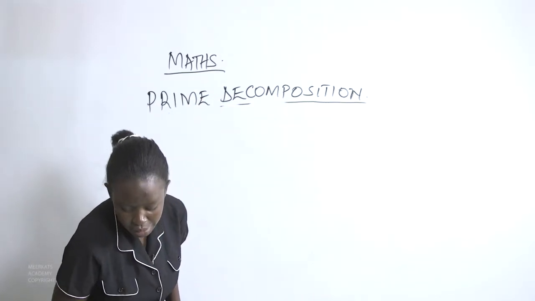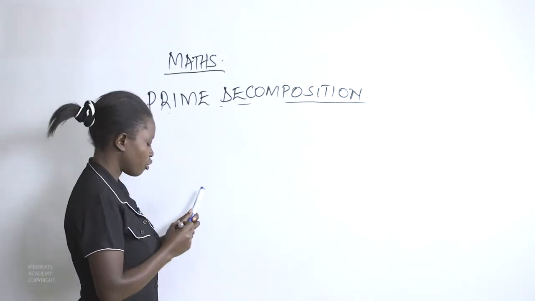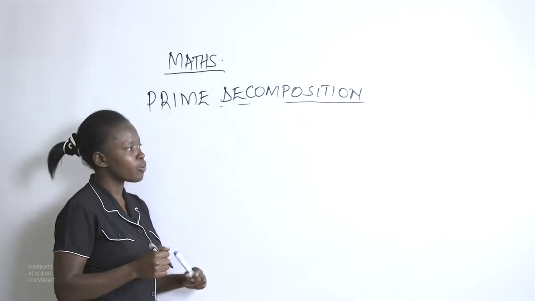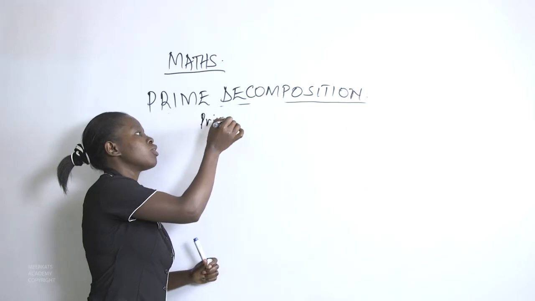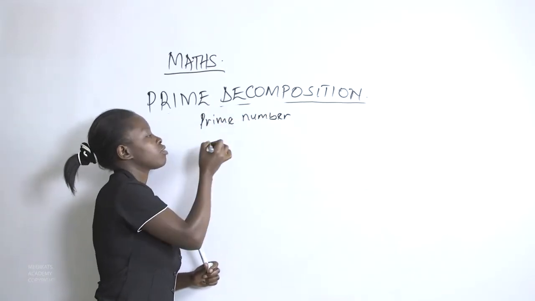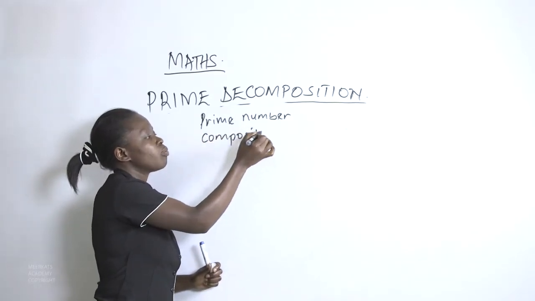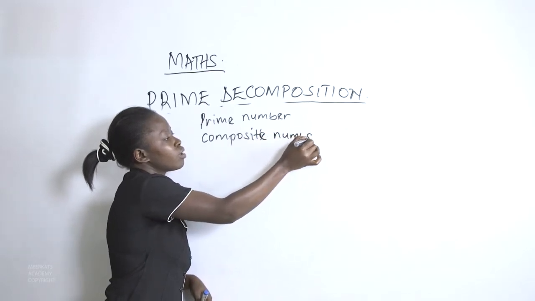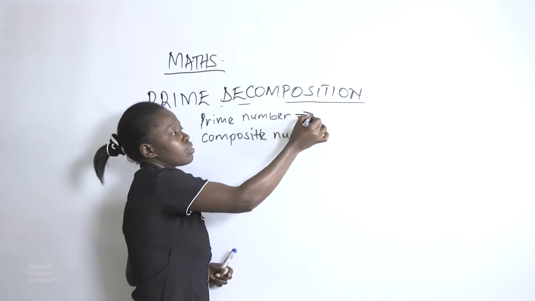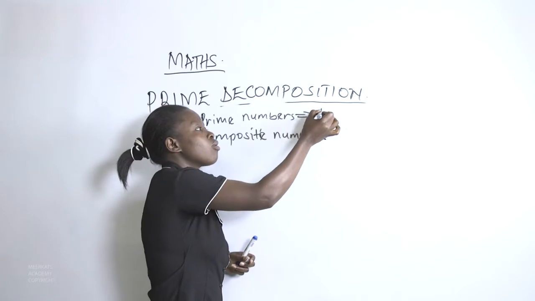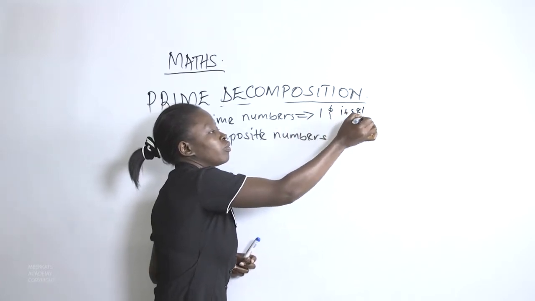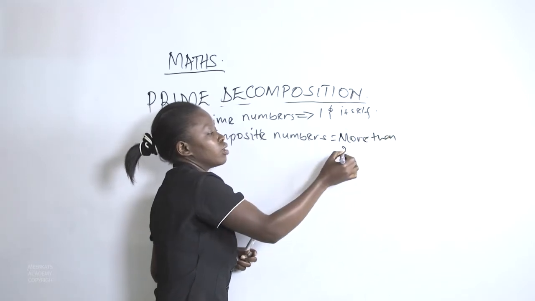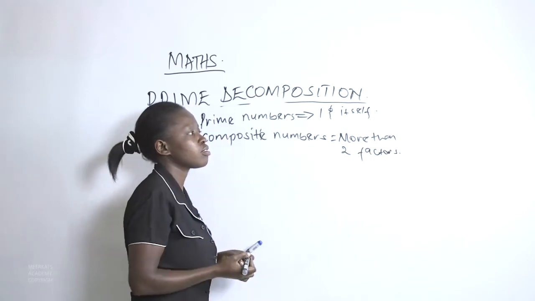So finally, just to remind ourselves what we've been going through, we've been looking at prime decomposition, and as we look at prime decomposition, we need to know the difference between prime numbers and composite numbers. The knowledge of prime numbers and composite numbers is what is helping us in decomposing composite numbers. We've said that prime numbers are simply those numbers that have only two factors, 1 and itself. Composite numbers are those numbers that have more than two factors. So when you get a number that has more than two factors, then it is a composite number.